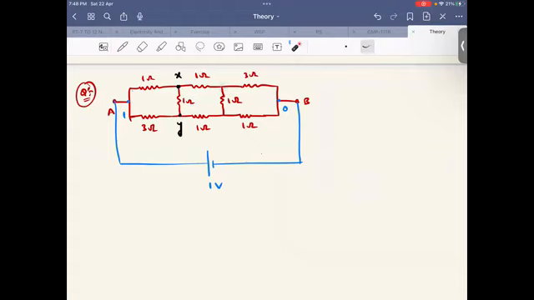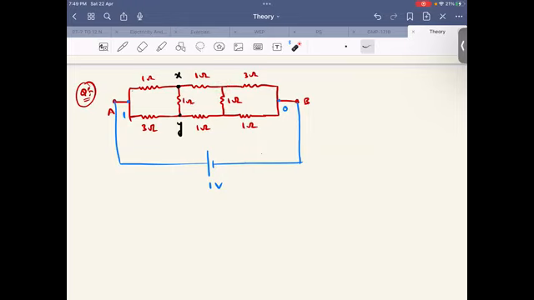Now, can you guys tell me what will be this potential and this potential? Think. It is just the same basic concept I told you. I asked the first question for a reason, just to explain this question. Now I will check how many of you can tell the potential over here and over here. Can anyone answer?